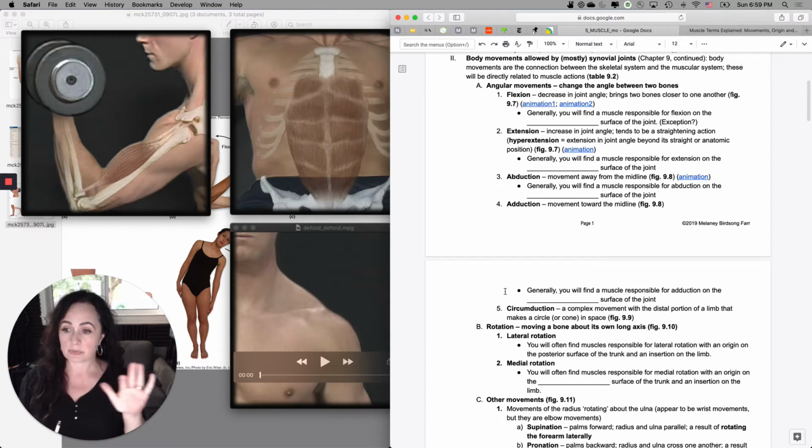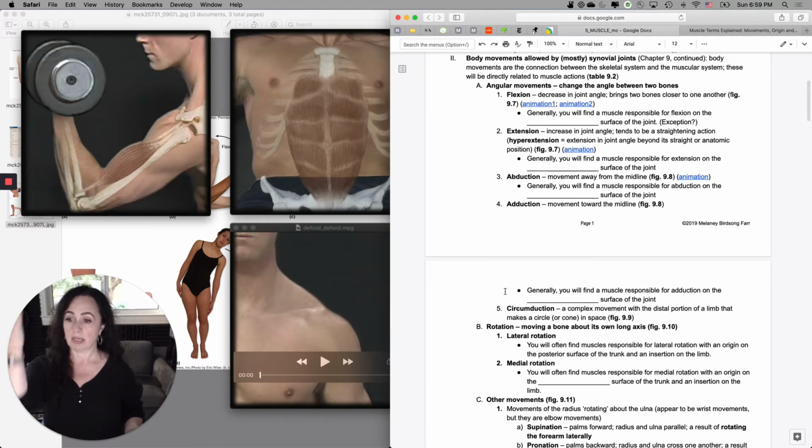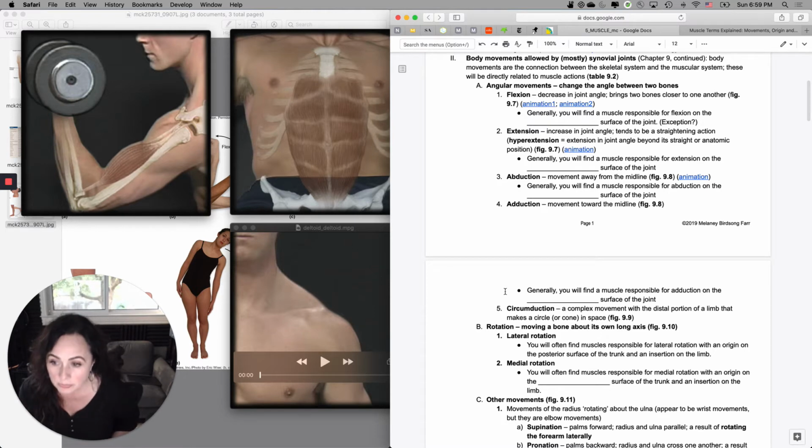And with these examples that you've seen, generally flexion is going to move something anteriorly, because right here I'm flexing at the elbow, here I'm flexing at the shoulder, here I'm doing neck flexion, here I'm doing flexion of the vertebral column or the abdomen. Okay, you can't see it, but I could do flexion at the hip. So generally with this pattern, you're going to find muscles responsible for flexion on what surface of the joint? So these are all anterior movements. So you're generally going to find muscles responsible for flexion on the anterior surface of the joint.